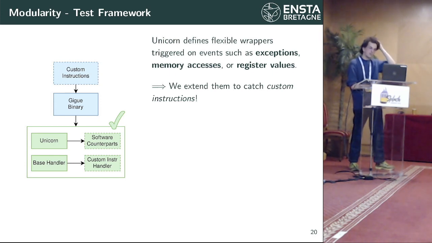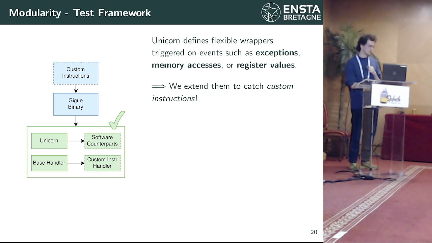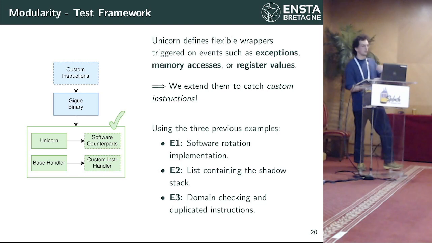So this provides an easy API for the user to add a custom instruction that will have an effect in the software test. So for the rotation, what we do is when we catch the rotation, we'll simply perform the rotation on the result of the two registers, push it back in the Unicorn state, and resume the execution. For example 2, we'd store a list with the return addresses on the software side, and just push to and pop from it. And for the third one, we add a tag of domains to duplicate instructions, and we ensure that we're in the correct domain when we're executing, and fall back to the traditional load and store.